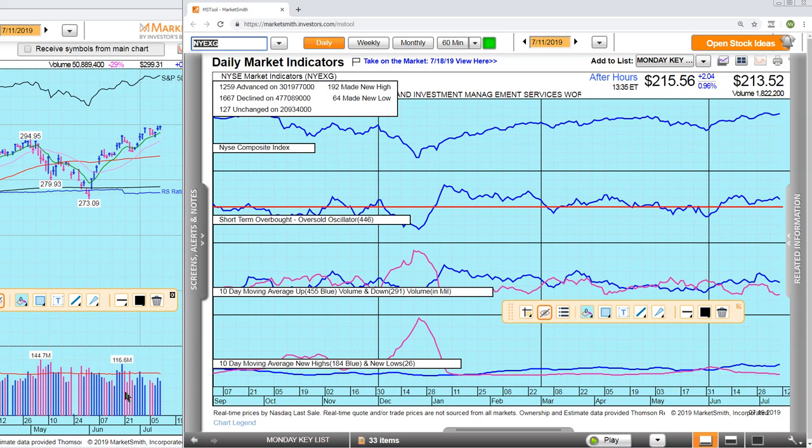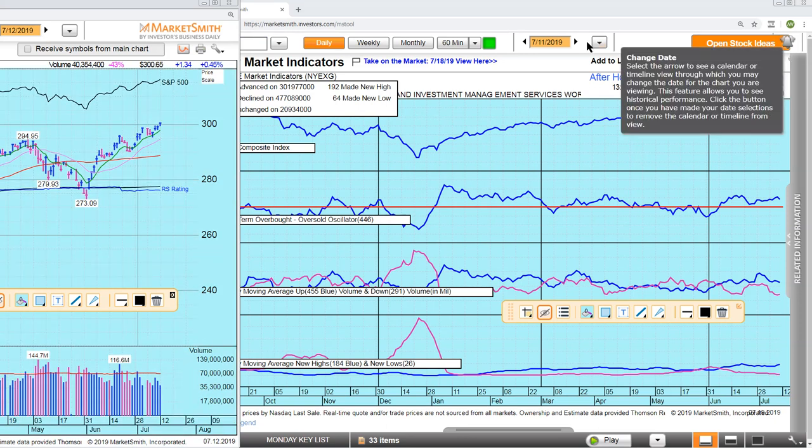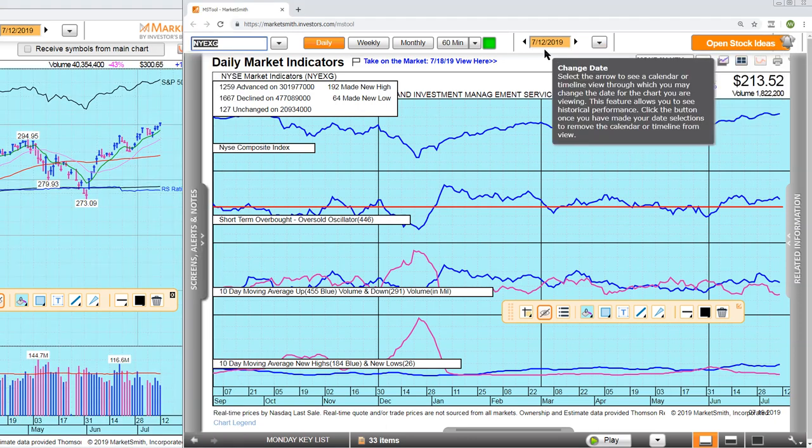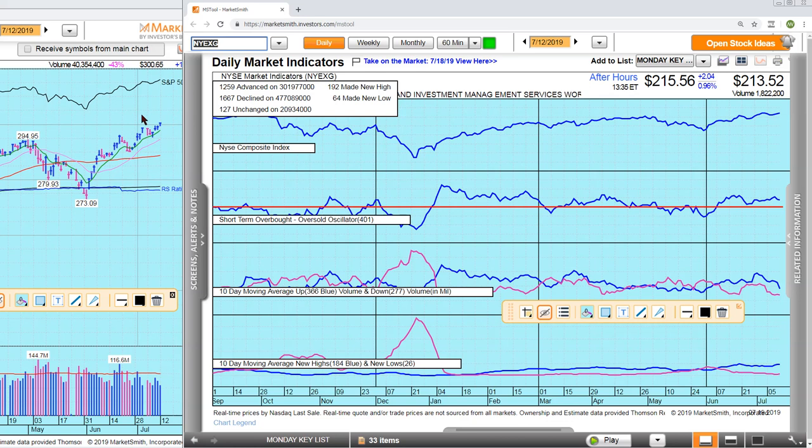Market hit highs on a slight drop in volume. Then we combine it with the 10-day moving average right here of up volume, which actually dropped down a little bit. See that? Advance it one day. Boom, boom. Now we're on July 12th. The market on July 12th, this day right here, hit all-time highs.